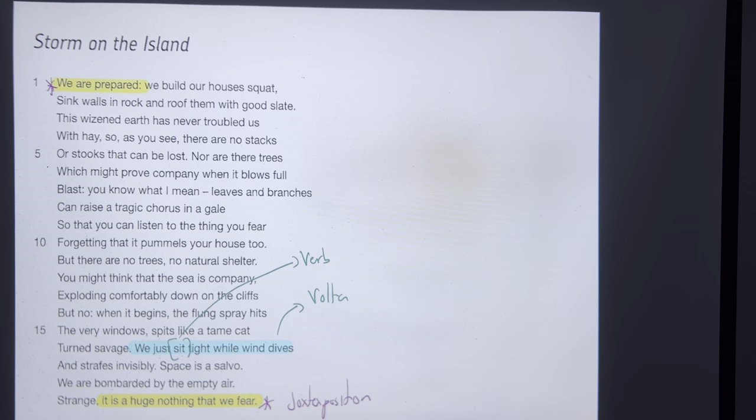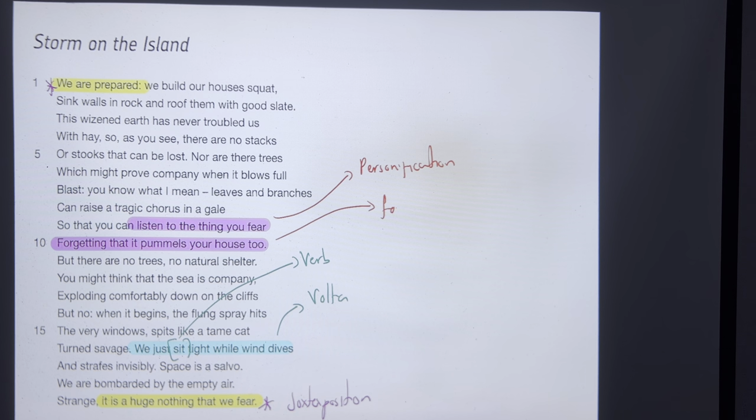And finally, guys, when it comes to our last quote, "the thing you fear, forgetting that it pummels your house too," the technique here would be personification or foreshadowing. And when it comes to the form of this poem, guys, it would be an epic poem because it is about the events in Northern Ireland.